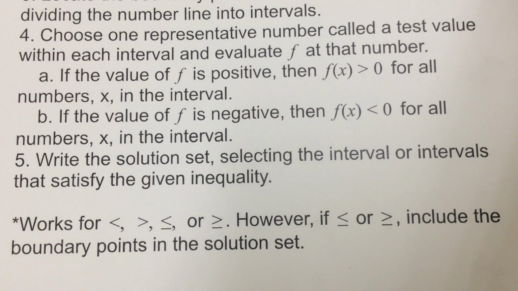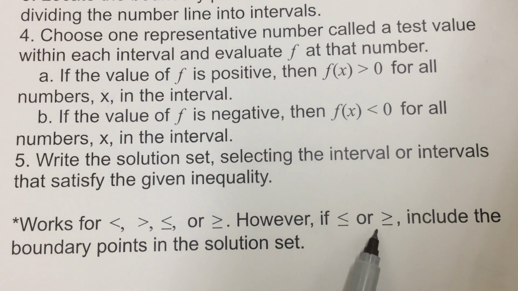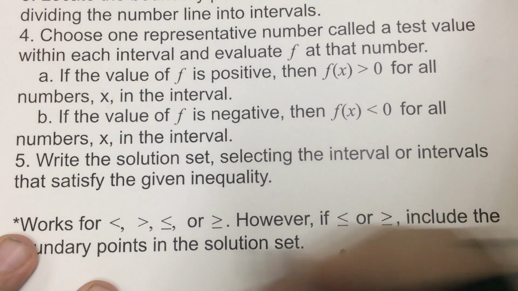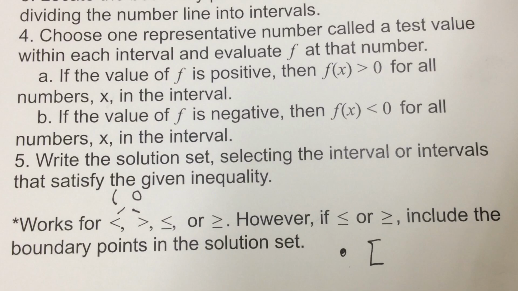Now, the intervals that work will be our solution set, and then we'll graph it on our number line. So keep in mind, it works for all of these. Closed circle if it's the bar underneath. So closed circle, or in other words, bracket. If it's just these, we're going to have the parenthesis or the open circle. Okay.